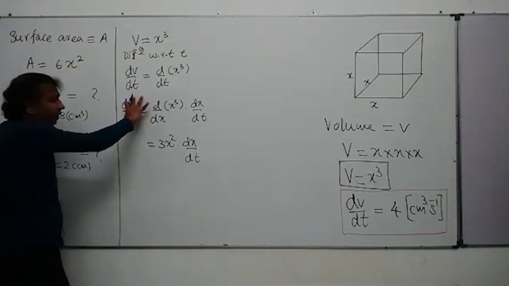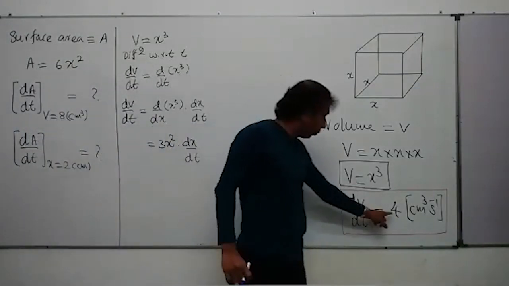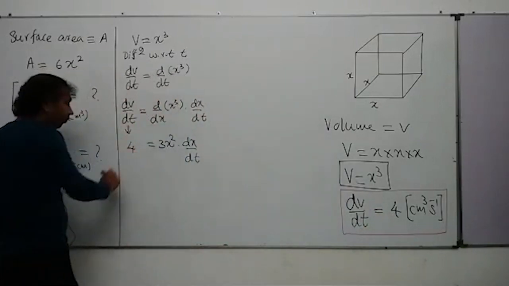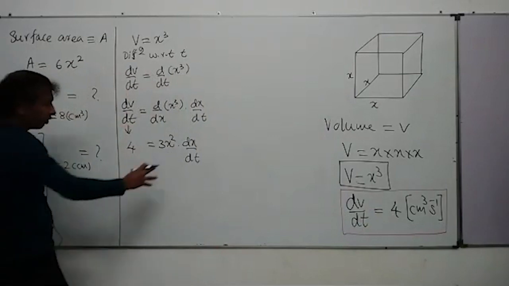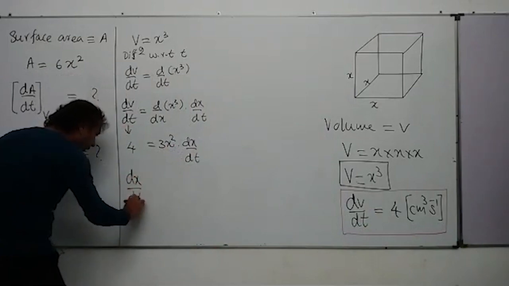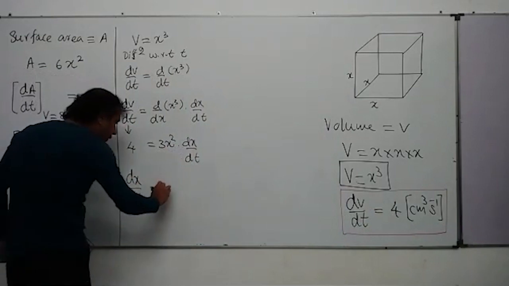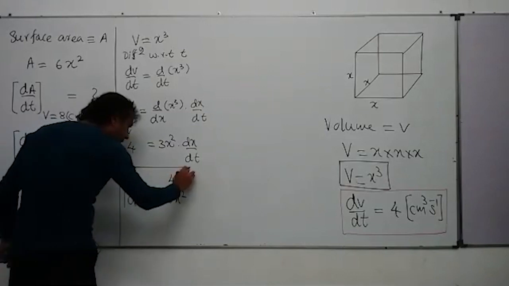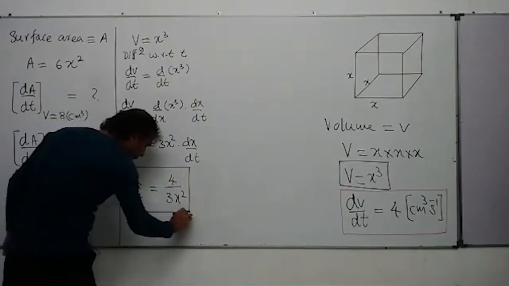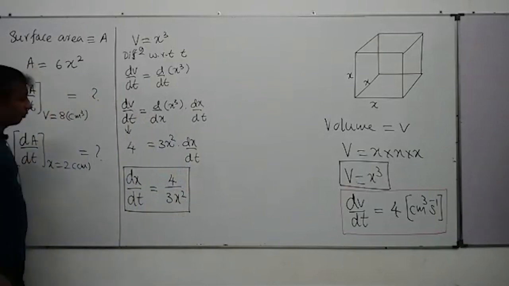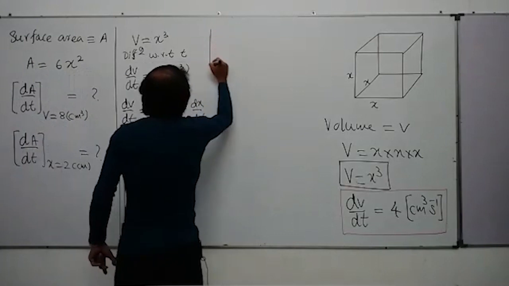But people, we know this dV by dt is given as 4. Then I can put 4 for this dV by dt. Then I can take 3x squared over to the other side of this dx upon dt, and we can write 4 upon 3x squared. We'll keep this, we need it. dx upon dt equals 4 upon 3x squared. Right. Now I am coming to this A equals 6x squared. A equals 6x squared.